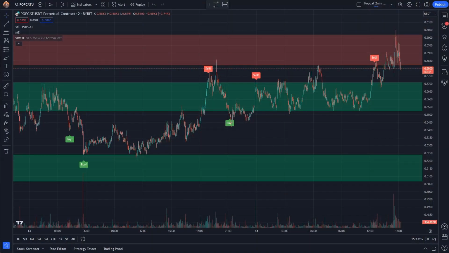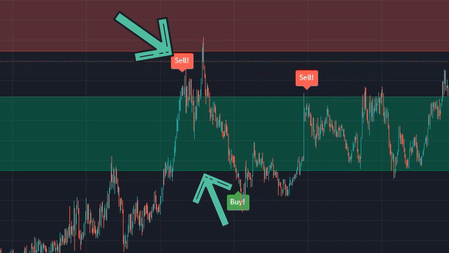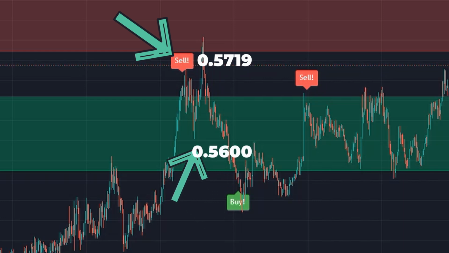Let's look at another example. On the 2-minute Popcat perpetual contract, I traded a sell signal yesterday evening. Again, I took the trade because to me it appearing just above a support resistance zone indicated that the price might reverse very quickly to the lower band of that zone. My short entry was at 0.5719 and my profit target was at 0.56.